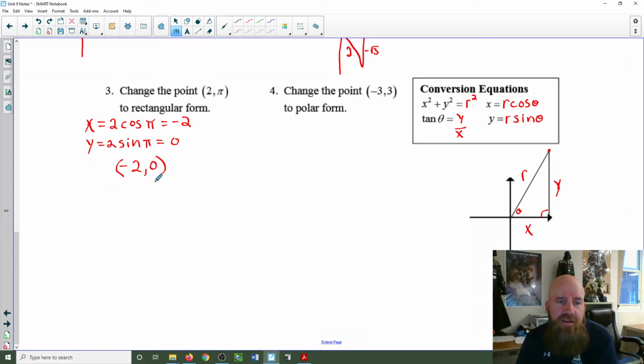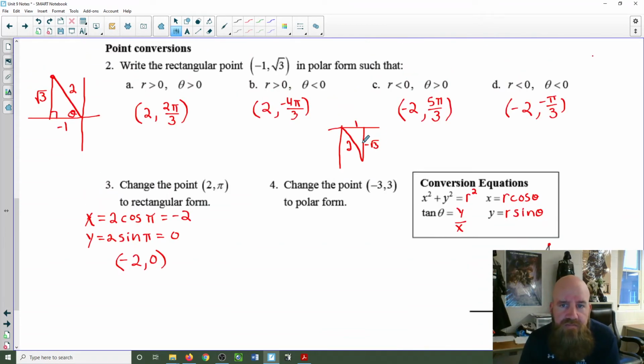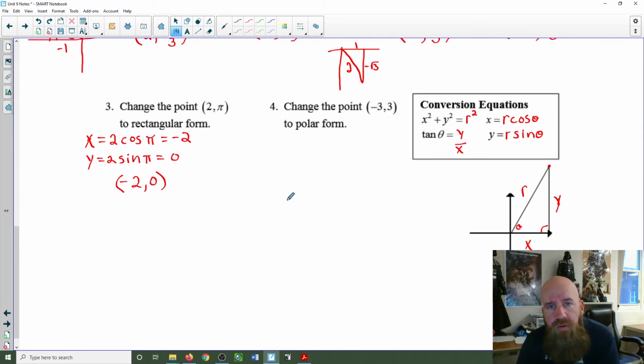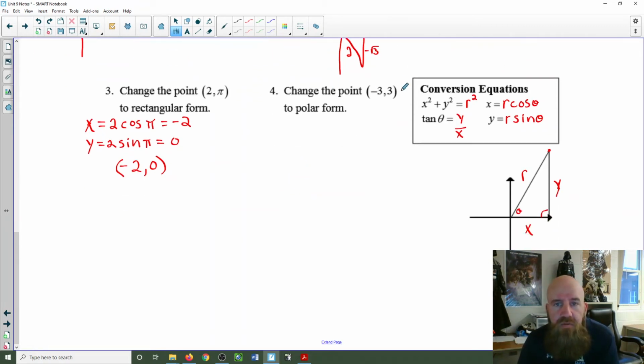Okay, so that's just one method. The other method is similar to what we did in the last video, drawing a triangle in that position. So we would draw a triangle with a radius of 2, and then we would rotate it to pi and see where we're at. We still would get the x and the y value of (-2, 0). So either way you want to do it is fine. You can do the same thing with this next one. I'm going to do it with the equations just because we already covered how to draw a triangle and figure out what the values would be.